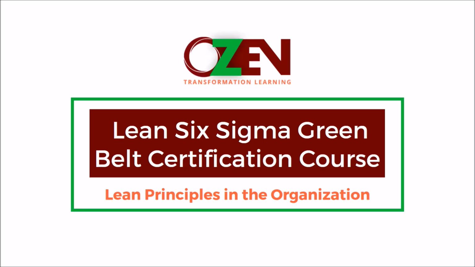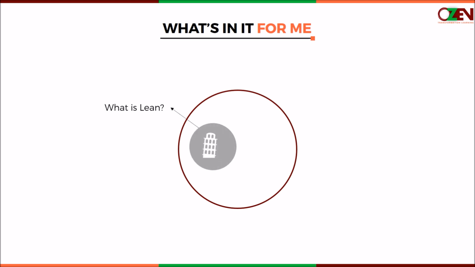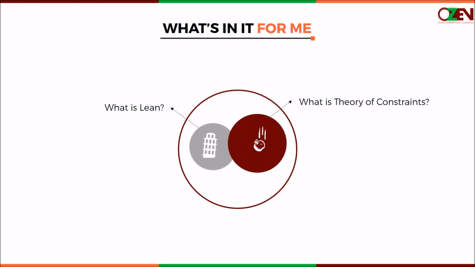This lesson will introduce you to Lean principles and how they are used in the organization to improve business performance. In this lesson, you will learn about Lean, its benefits and tools, theory of constraints, and value stream map.